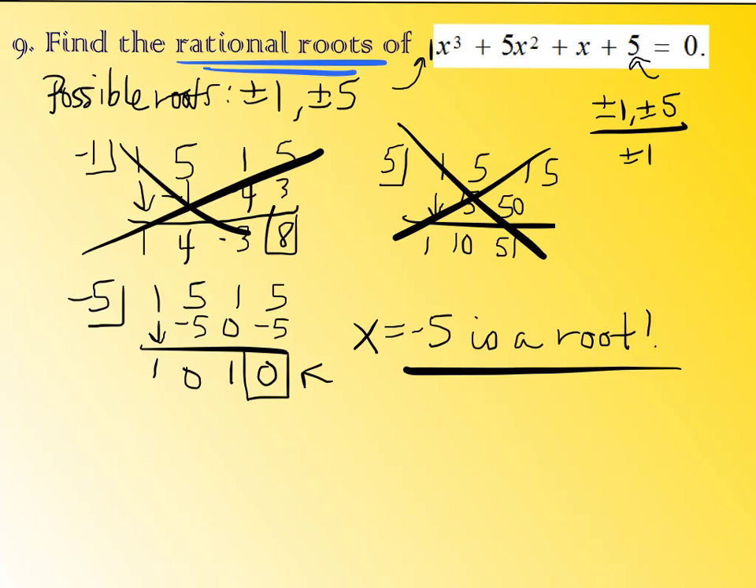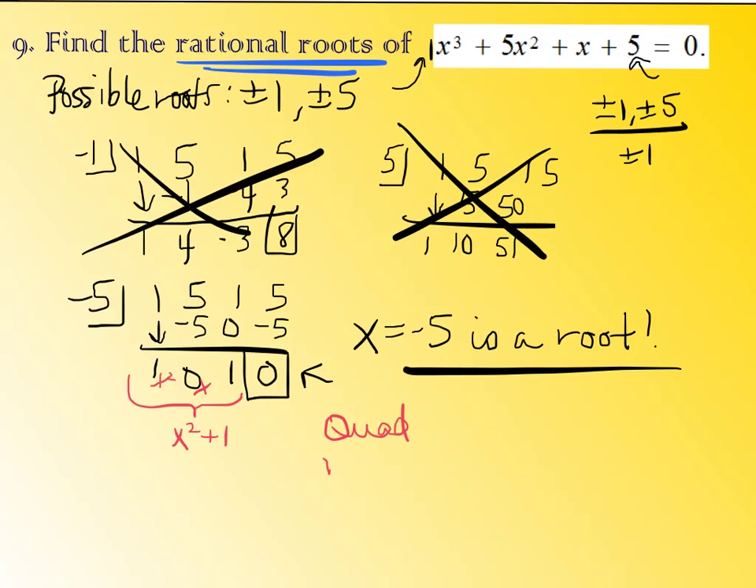So now what I know is when I take out that negative 5, I have these numbers telling me my remaining polynomial is x squared plus 1. But I don't know how to factor that because that's the sum of squares, and we haven't learned that. There isn't a special rule to it. What I have to do is the quadratic formula.